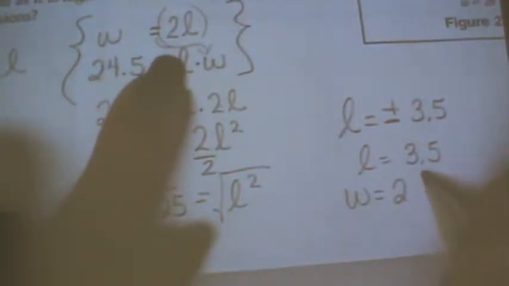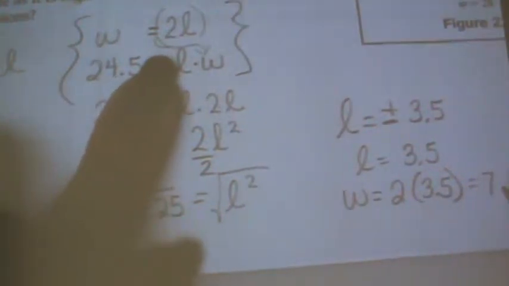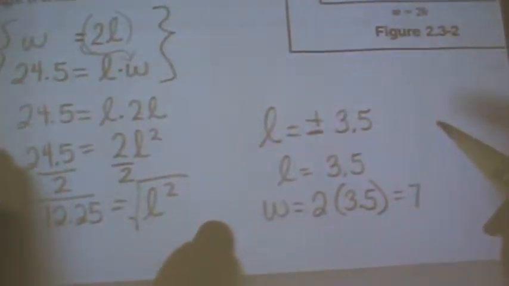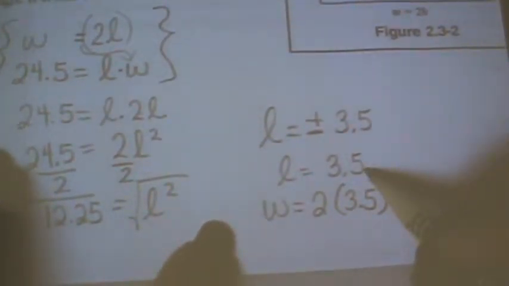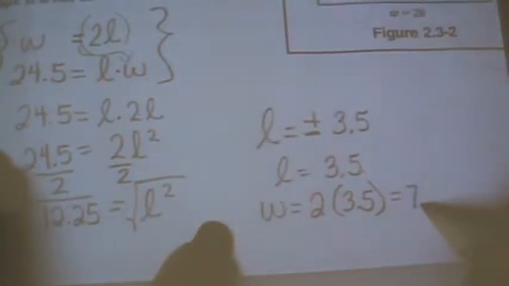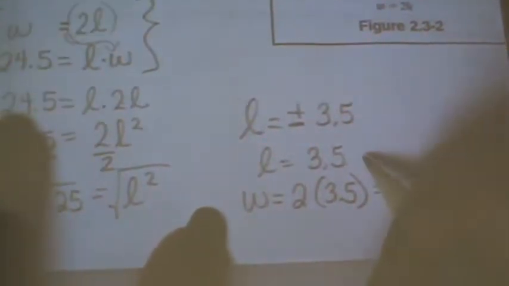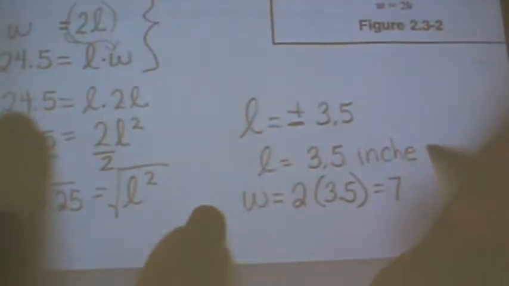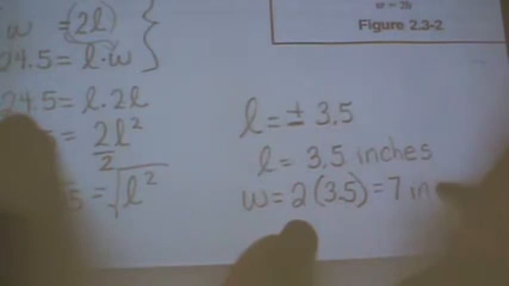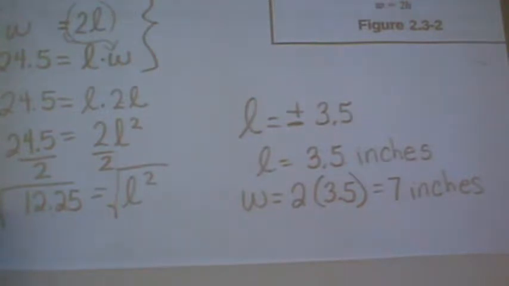And now, how do you think you're gonna find the width? We know what the length is. Plug in. The width we are claiming is twice the length. So what is 2 times 3.5? 7. So what are the dimensions of this rectangle? It's 3.5 by 7, and we're talking about inches. So this is a 3.5 by 7-inch rectangle. Does that make sense? Okay, let's keep moving on.